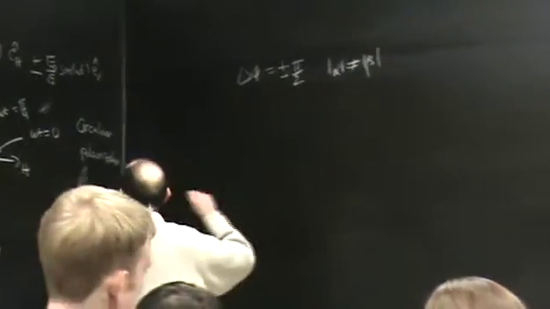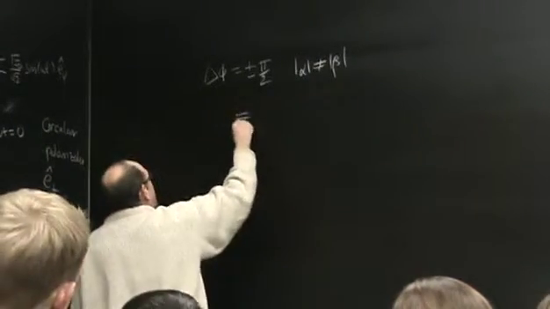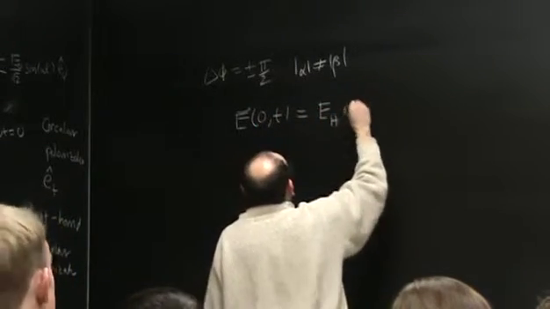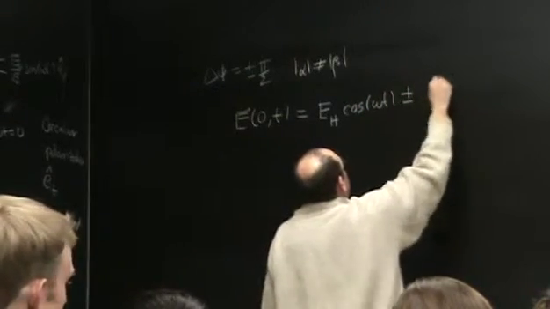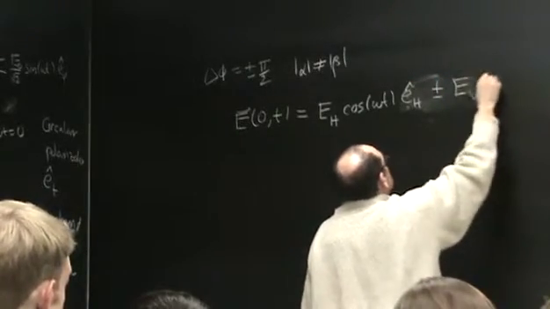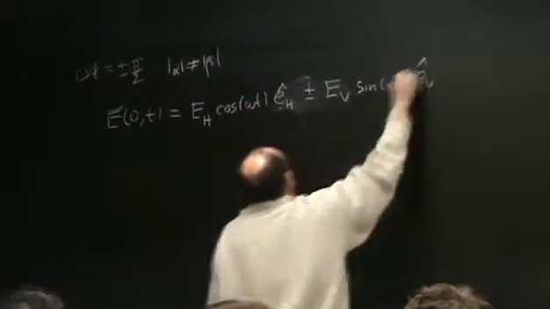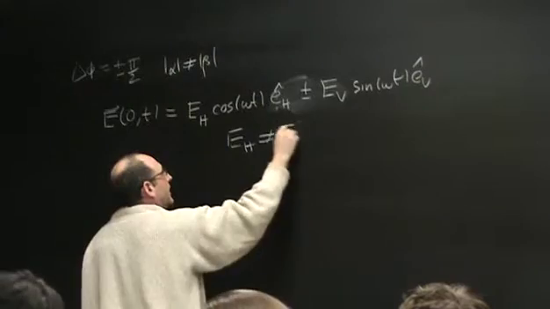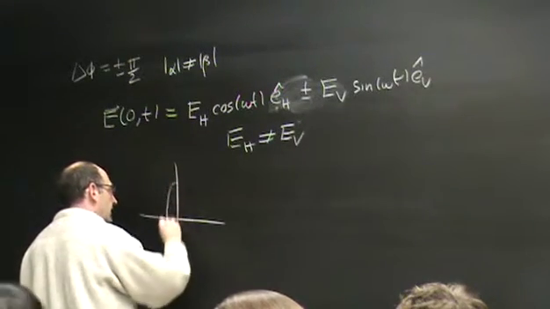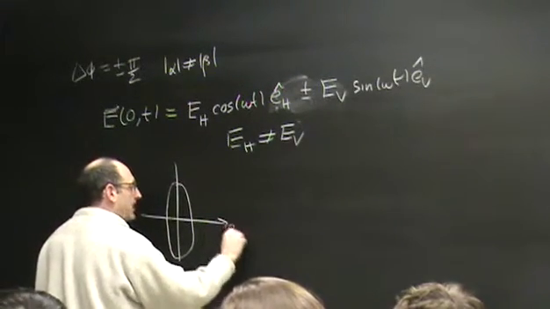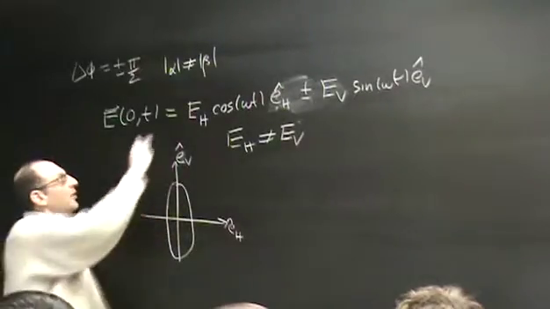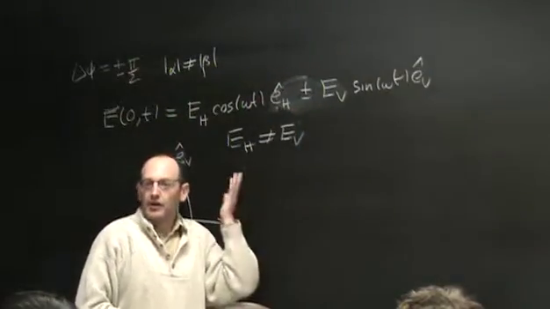Because in that case, if alpha doesn't equal beta, what I would have is that, say, at the origin again, as a function of time, the same kind of function but with the horizontal and vertical amplitudes not equal. So this curve would be an ellipse, with its major and minor axes along the h and v axes, depending upon which is bigger. In this case, I've made EV bigger than EH.